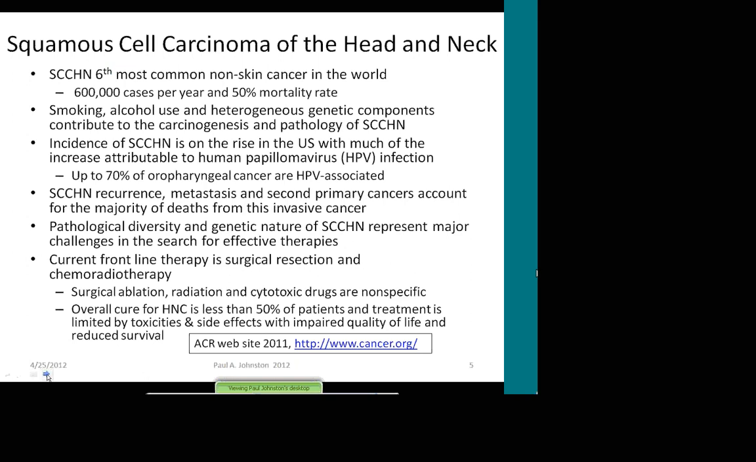The current frontline therapies are surgical resection and chemoradiotherapy. Surgical ablation and radiation and cytotoxic drugs are clearly non-specific. The overall cure for head and neck cancer is less than 50% of patients. And of course, the current treatments are limited by toxicities and side effects and impaired quality of life and reduced survival.